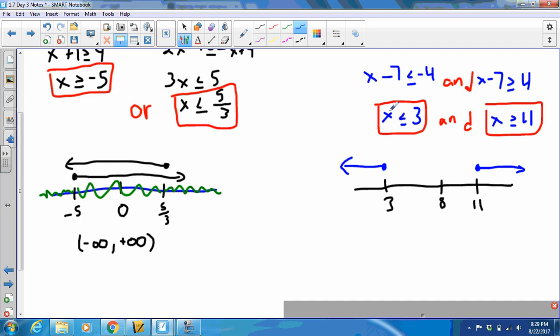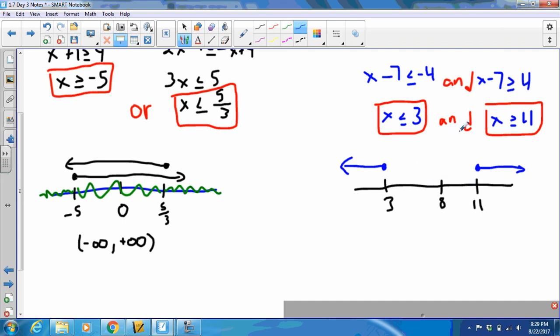So if we plug 8 in for x, is 8 really smaller than 3? Is 8 less than or equal to 3? No, that is not a true statement. Well, then let's try the other one. Is 8 bigger than 11? Or is 8 greater than or equal to 11? No, that is also not true. Well, because it doesn't even satisfy one of the conditions, we can't shade anything in between.